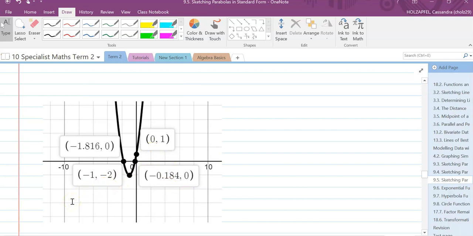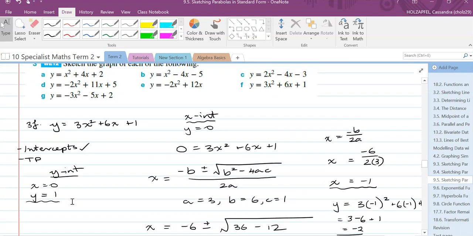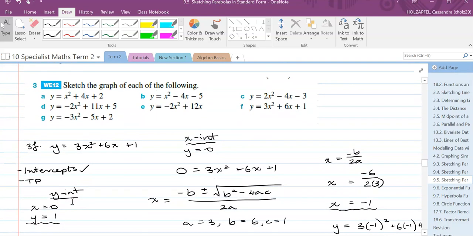Let's do one more. And I want to pick one that is not the same type as what we've been doing previously. I think the last one I might actually pick 3E.